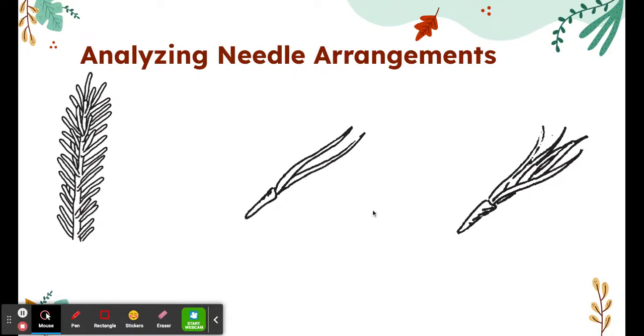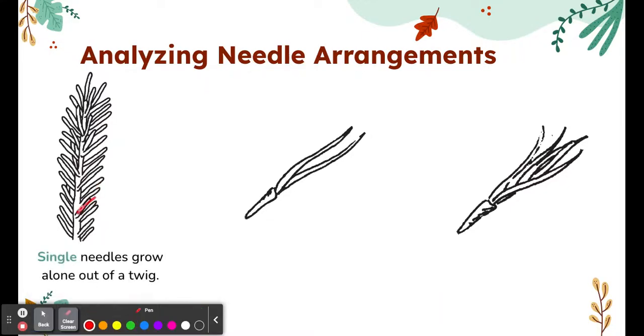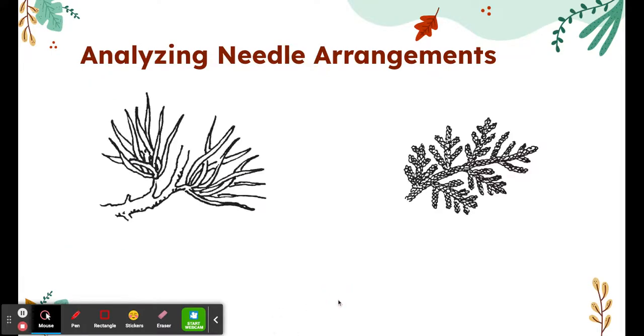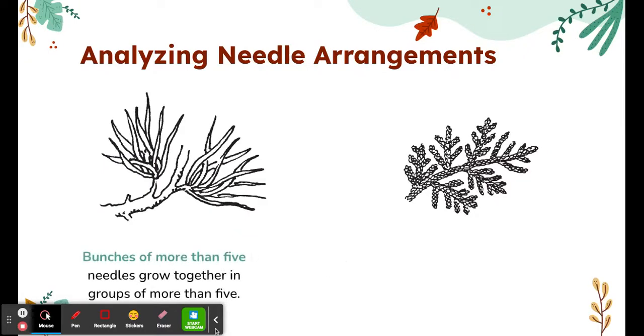Needle arrangements can tell us a lot about coniferous trees. So single needles grow alone out of a twig. You can see here, one at a time. Bundles of 2 needles grow in pairs. 1, 2. And they're coming out here together in a pair. Bundles of 5 needles grow together in groups of 5. So we have single, bundles of 2, bundles of 5. And then we actually have bunches of more than 5. So if you see a bunch of needles and there's more than 5 of them in the bunch, then it's considered a bunch of more than 5.